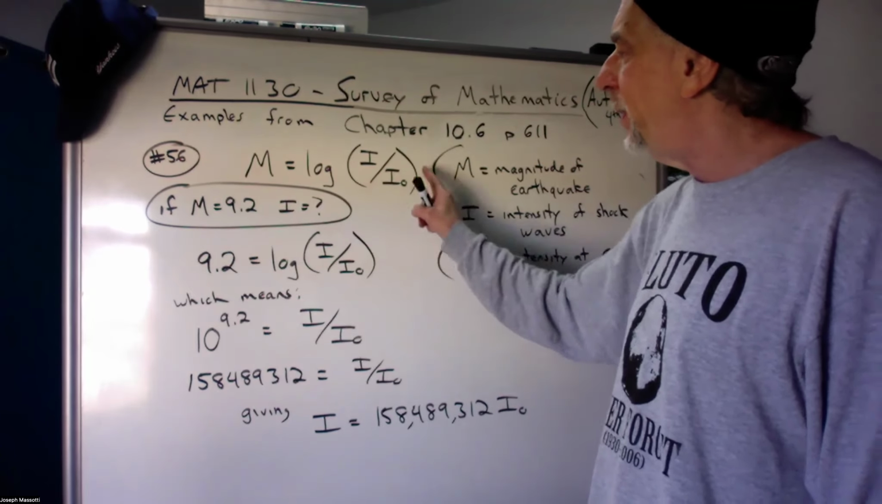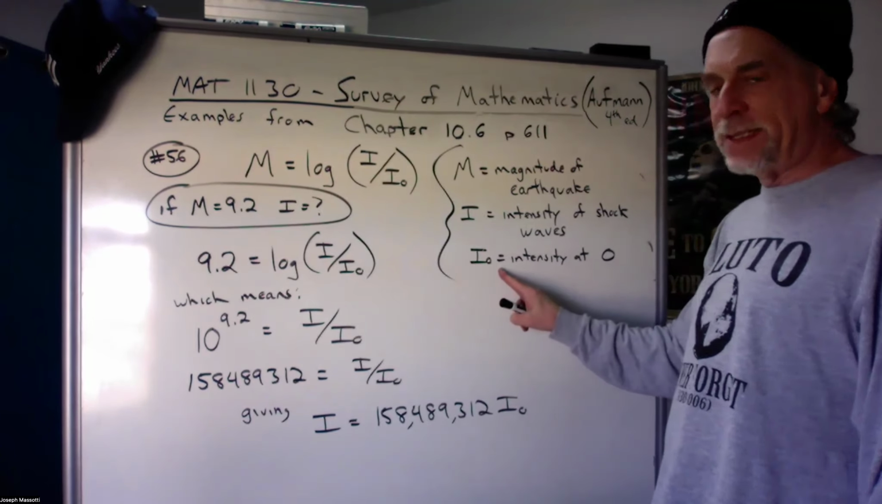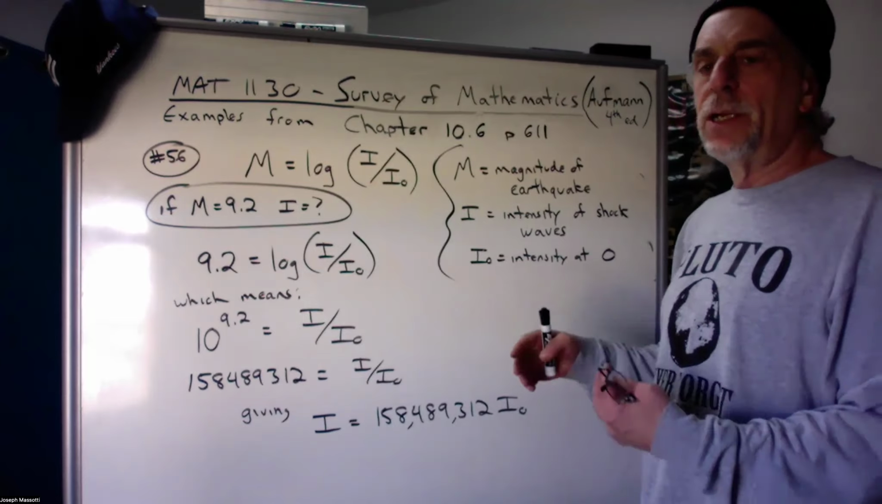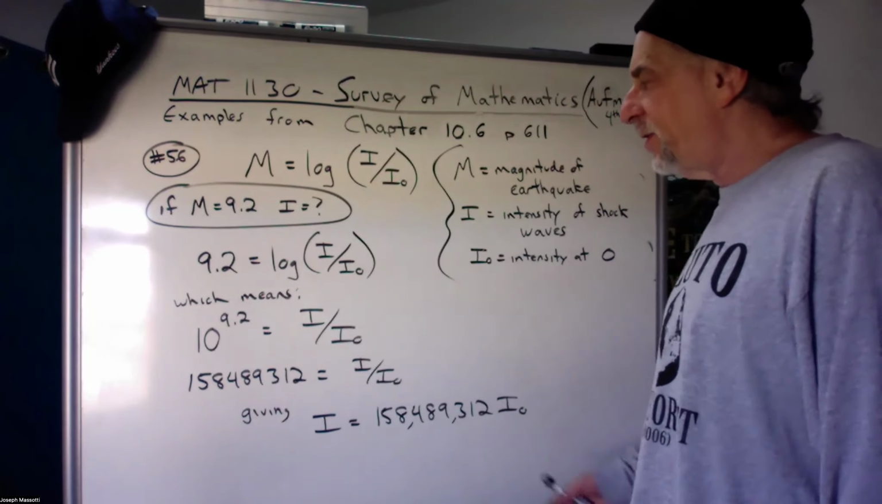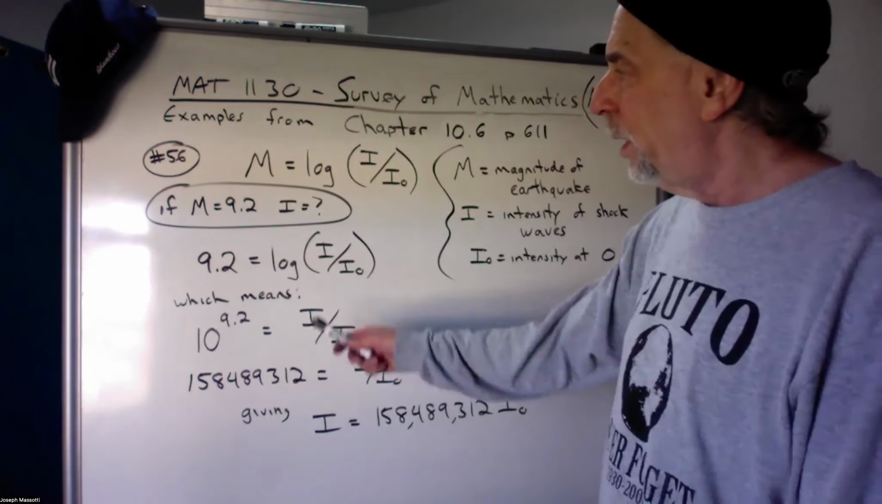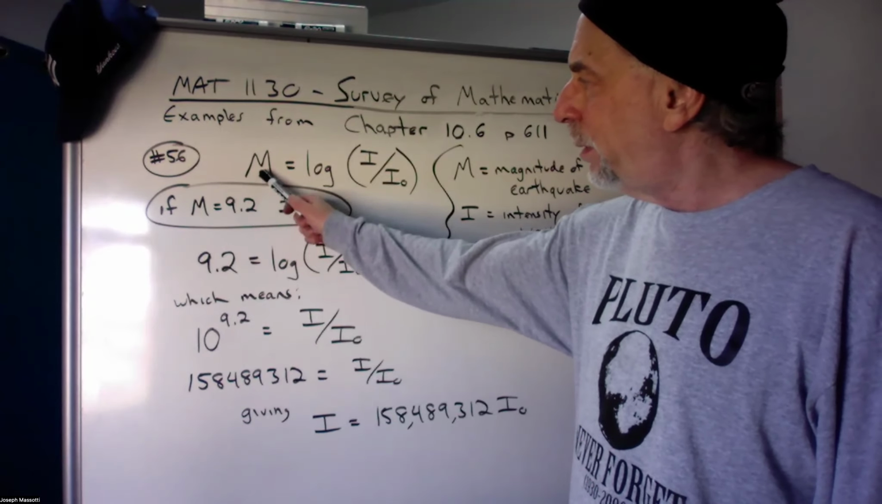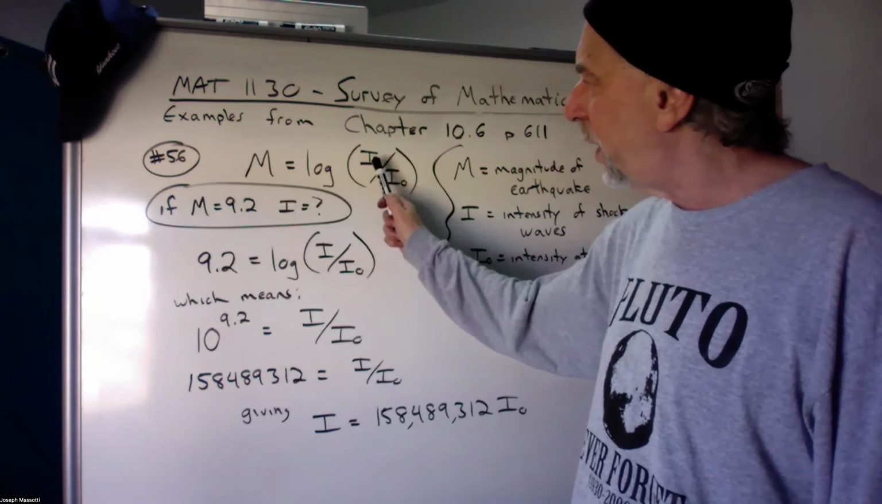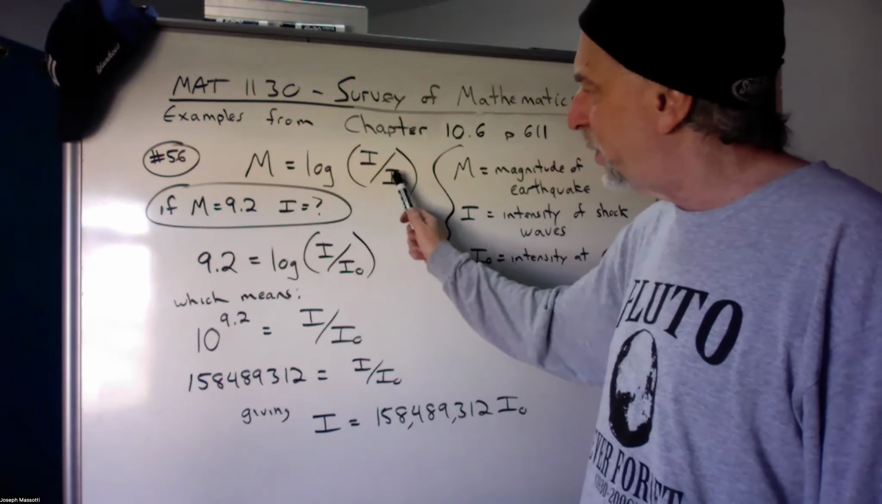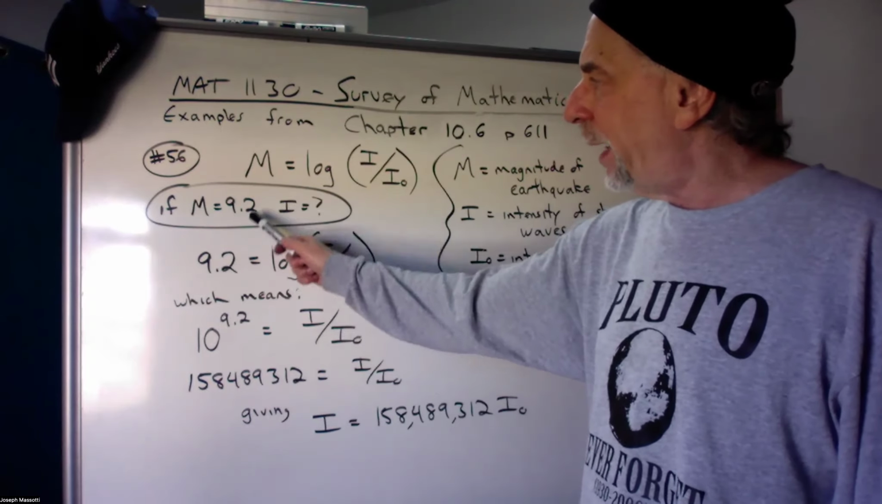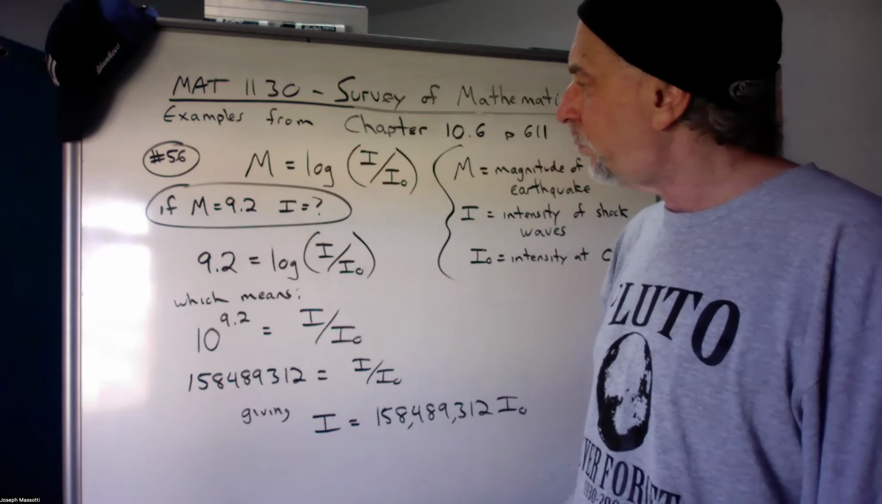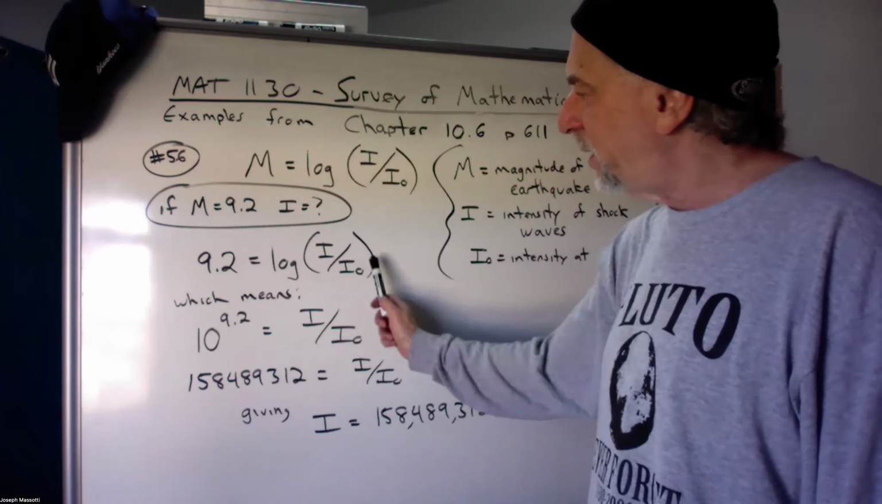So basically, we're just given this equation, and we're told if the magnitude of an earthquake is 9.2, what is the intensity of the earthquake? And the intensity is going to be in terms of the intensity at 0. So it's going to be a factor of the intensity at 0. You'll see that as we move through. So all we're doing is plugging in 9.2 for M and solving for I in terms of I sub 0. So 9.2 for M, and the right-hand side stays as it is.